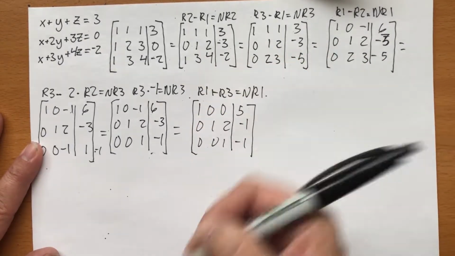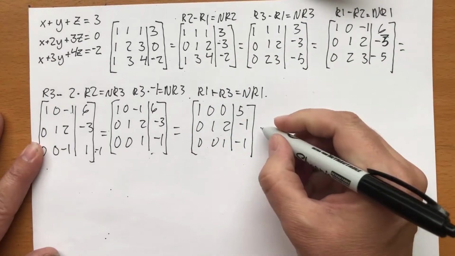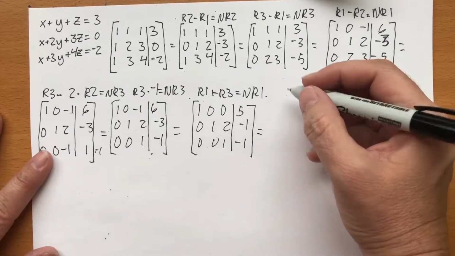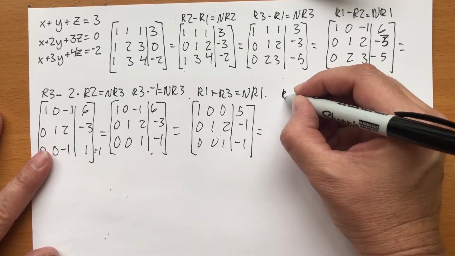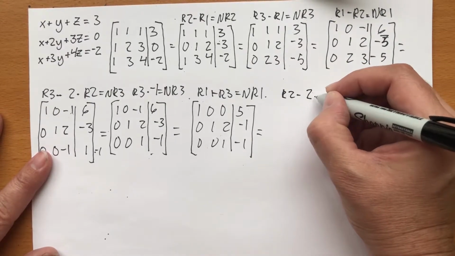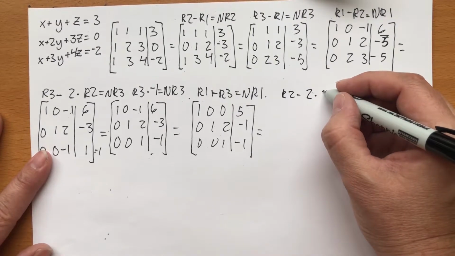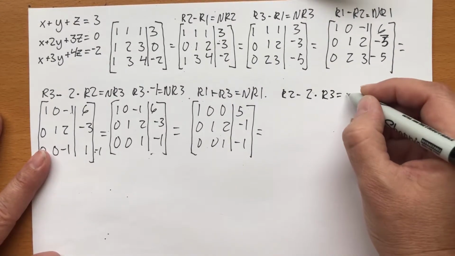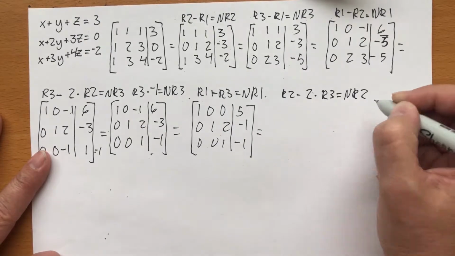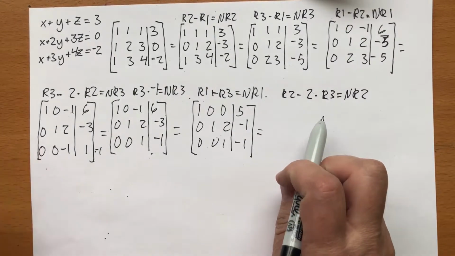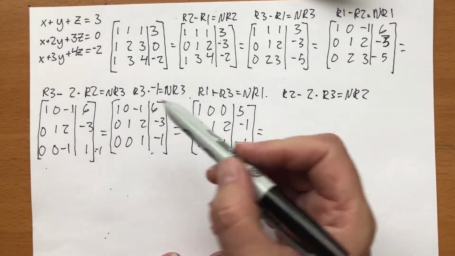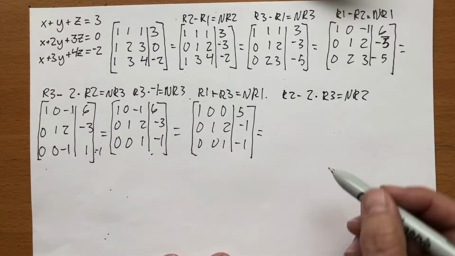And all I have left to do is get rid of that 2 and get this row 2 into row echelon form. And the way I'm going to do that is by taking row 2 and subtracting 2 times row 3. And that is going to give me my new row 2. Now sometimes you'll try something and it doesn't work, but don't be afraid to try because we've kept track of our steps. You can always go back.